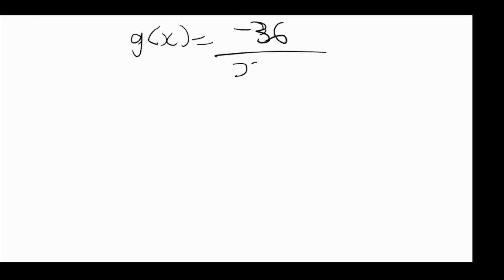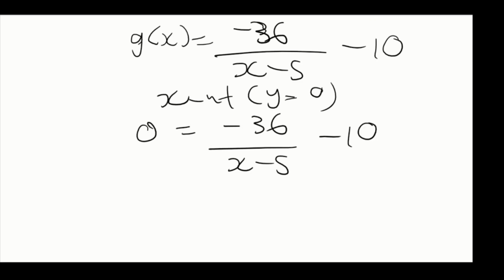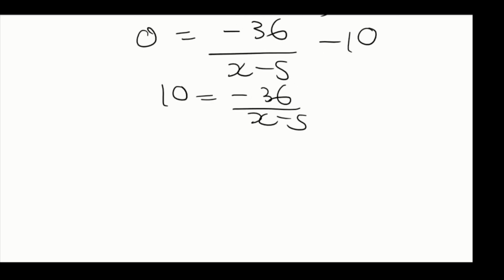So to find the x-intercept of g, we know that g of x is equal to minus 36 over x minus 5, minus 10. So the x-intercept is when y is equal to 0, so 0 is equal to minus 36 over x minus 5, minus 10. We transpose the 10 to the other side. We have 10 is equal to minus 36 over x minus 5, and then we cross multiply.